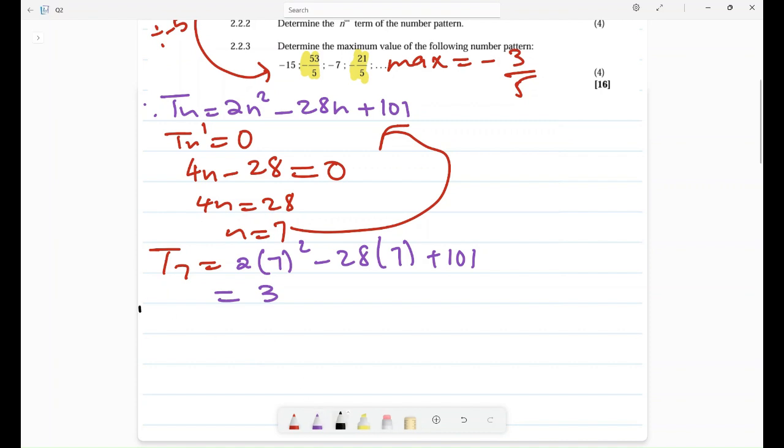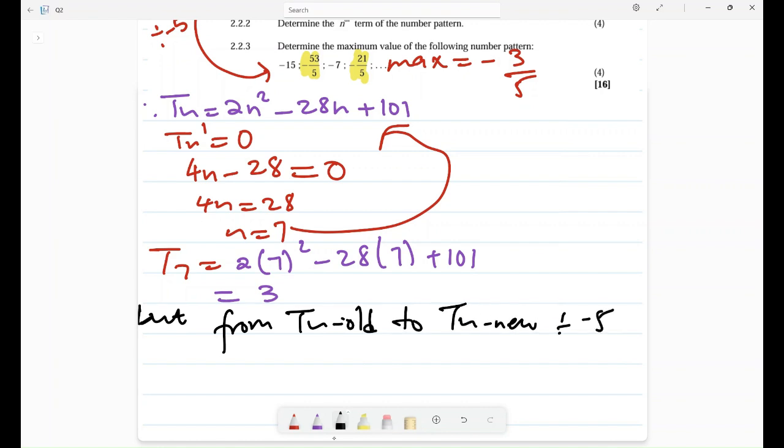But from Tn old to Tn new, we divided by -5. So therefore my max, remember this is your max, right? But for this new equation, the max is going to be 3 divided by -5. So can you see that the answers here are the same? -3 divided by 5, -3 divided by 5, right? Yes. So that's all for question 2. We'll meet on question 3.